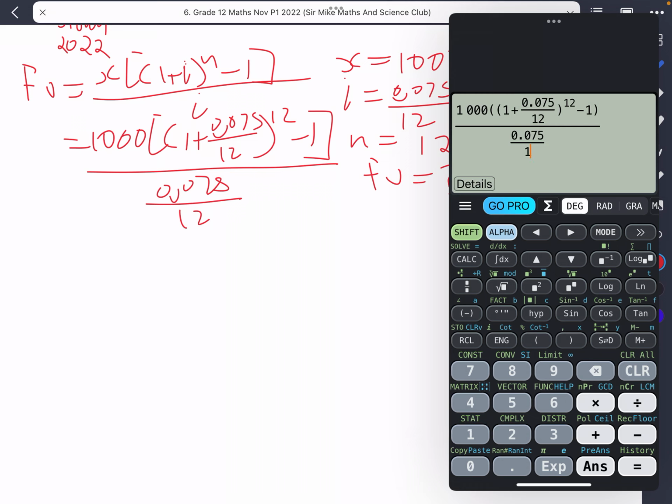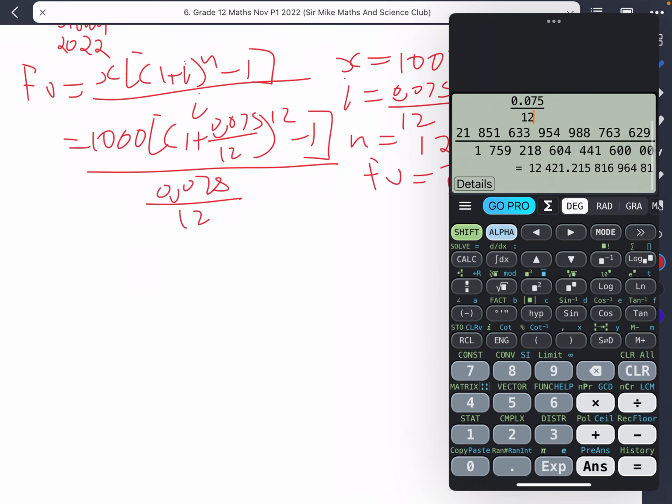So we have 1000 multiplied by 1 plus 0.075 divided by 12, all raised to the power 12. So we have that being to the power 12, and then in this case we subtract a 1, all divided by 0.075 divided by 12.